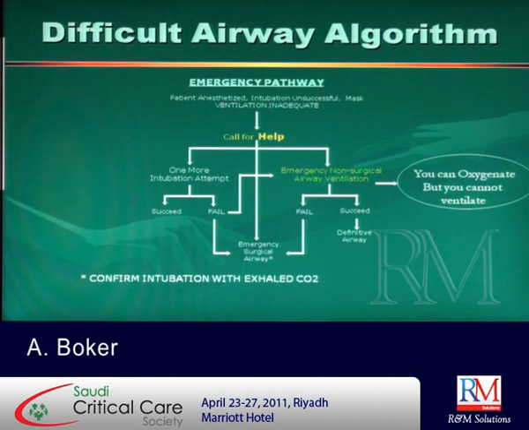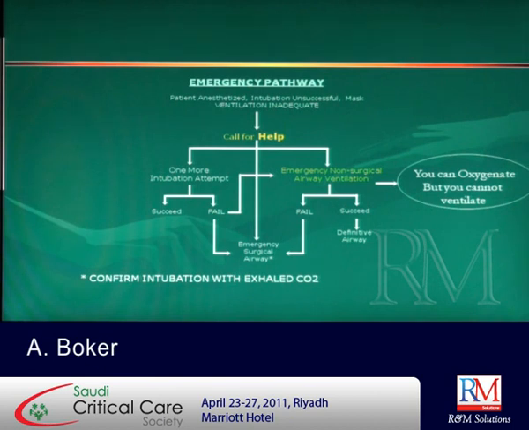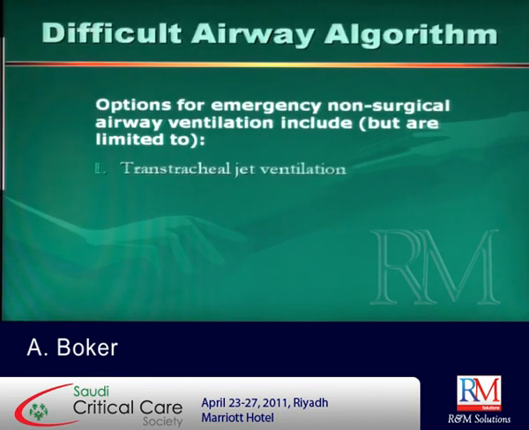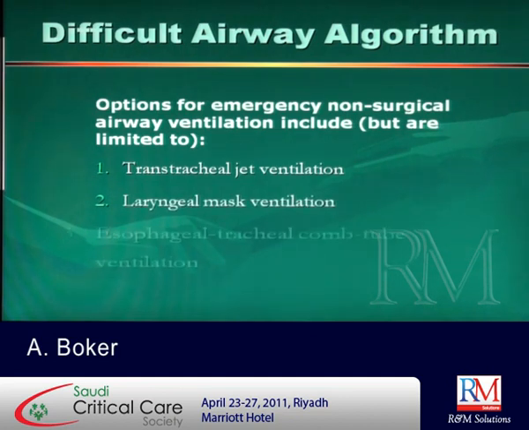So at this time, the priority is to maintain oxygenation, and that could be done with the techniques to improve face mask ventilation, LMA, combi tube, and transtracheal jet ventilation. Okay, cricothyroidotomy and jet ventilation. Those are here for oxygenation. And then we could try some other options: transtracheal jet ventilation, laryngeal mask ventilation, and combi tube.